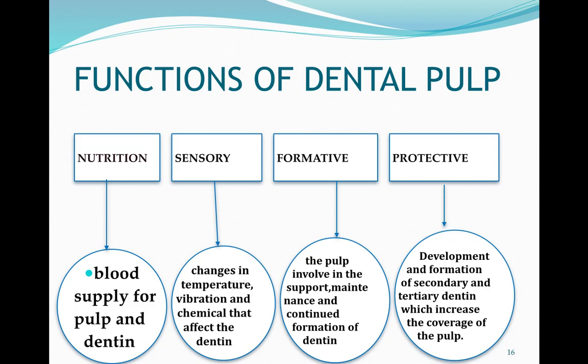Functions of dental pulp. There are 4 functions of dental pulp: nutrition, sensory, formative, protective. Nutrition: blood supply for pulp and dentin. Sensory: response to changes in temperature, vibration, and chemicals that affect the dentin. Formative: the pulp is involved in the support, maintenance, and continued formation of dentin. And last one, protective: development and formation of secondary and tertiary dentin, which increase the coverage of the pulp.